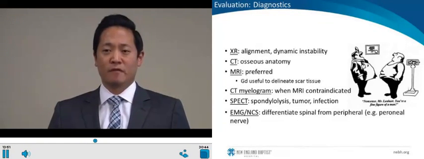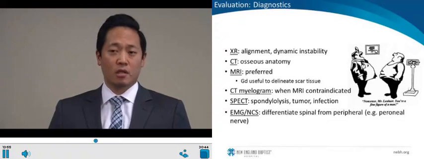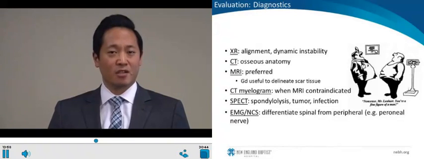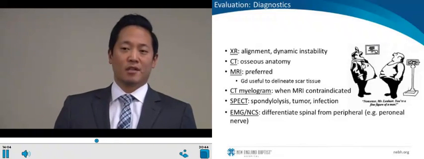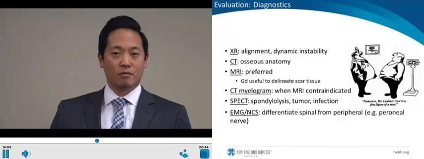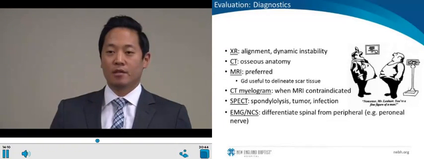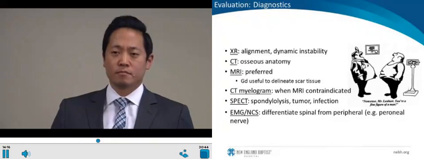MRI clearly preferred for its soft tissue definition. We'll often order gadolinium as well, which will provide additional delineation of any scar tissue, particularly around the neural elements, should the patient have undergone previous surgery. A CT myelogram is generally reserved for patients who are otherwise unable to have an MRI. This is a useful way to visualize the intrathecal contents and any stenosis that may be present.